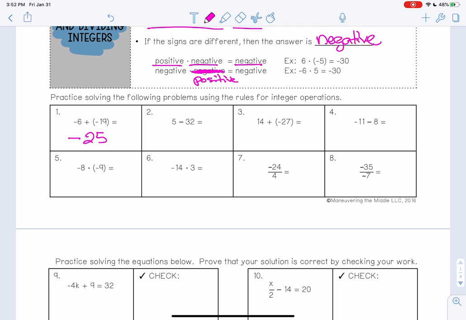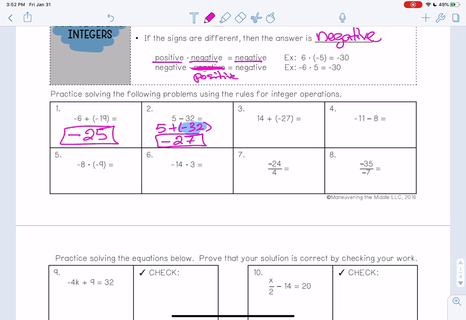Hi, welcome back. So for problem number 2, we have 5 minus 32, so that would be 5. Remember, we add the opposite, so plus a negative 32. Two different signs, so we subtract and we have 27. 32 minus 5 is 27. And the bigger number is negative, so it's going to be a negative 27. Okay, let me go ahead and put boxes around my answers.